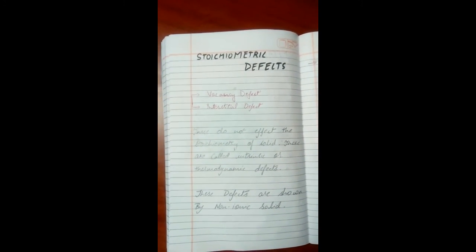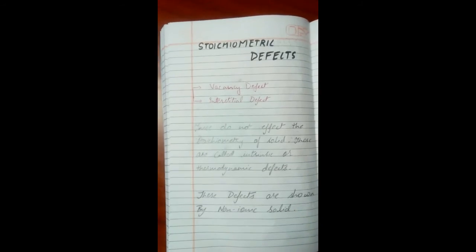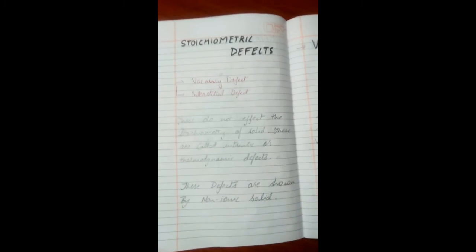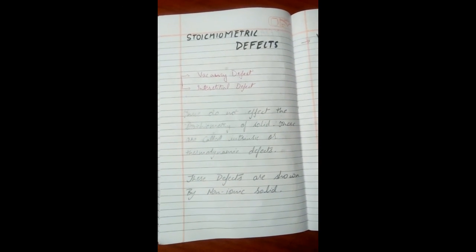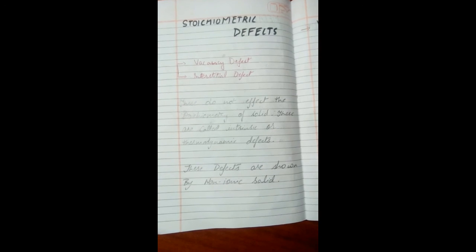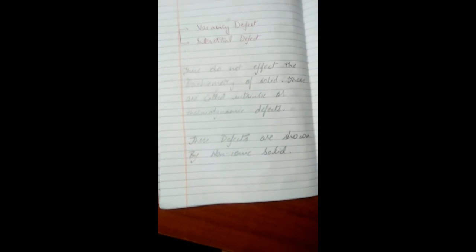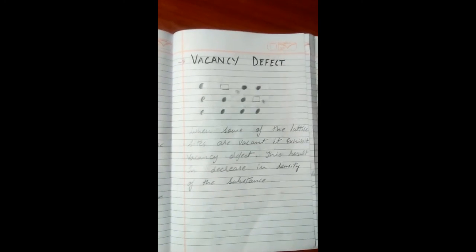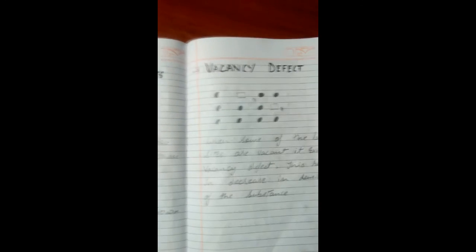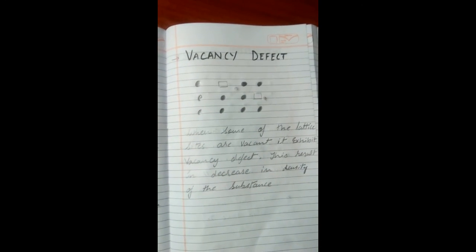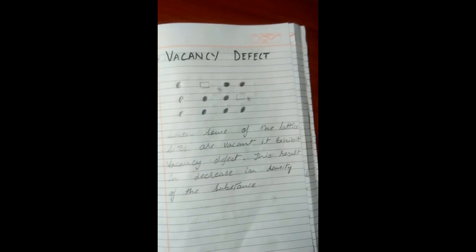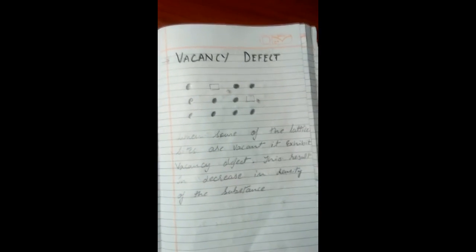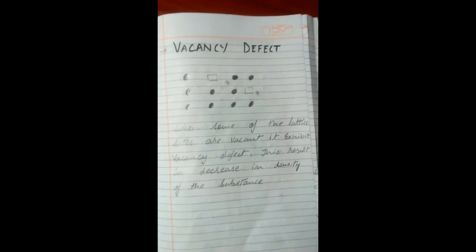Now let's move on to the last type of point defect, stoichiometric defect. They are usually of two types, vacancy defect and interstitial defect. These do not affect the stoichiometry of the solid. These are called intrinsic or thermodynamic defects. These defects are shown by non-ionic solids. Vacancy defect. When some of the lattice sites are vacant, it exhibits vacancy defect. This results in a decrease in the density of the substance.